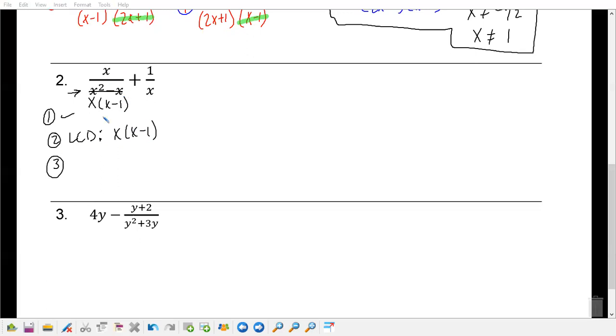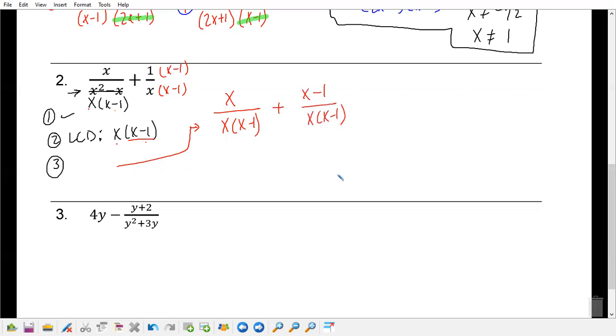So if I look here, this one is not missing any factor from my LCD, so it's going to stay itself. I'm going to move it over here so there's some room. So it's still going to be x over x times x minus 1. This one, the factor of the LCD that it's missing is x minus 1. So I'm going to multiply the numerator and denominator by x minus 1. So now I'm left with plus, and I have x minus 1 over x times x minus 1.